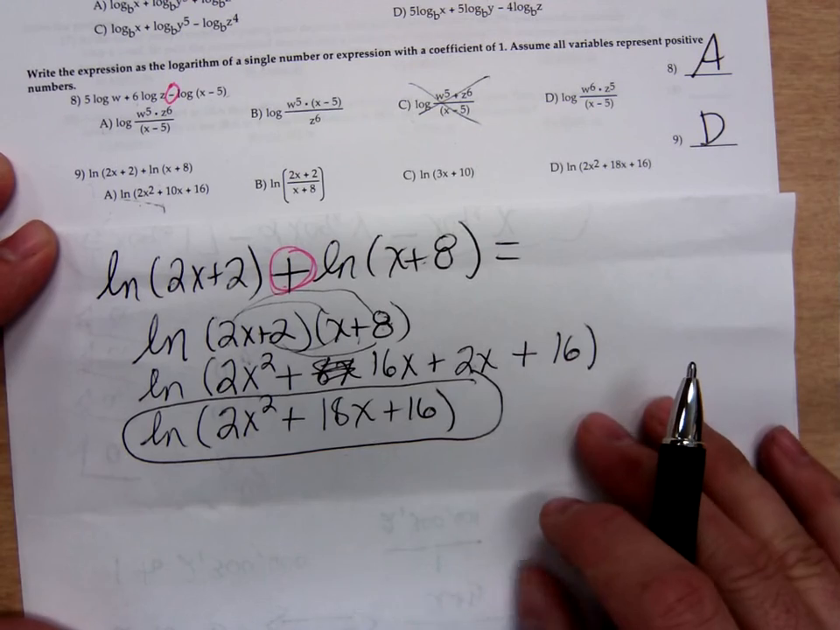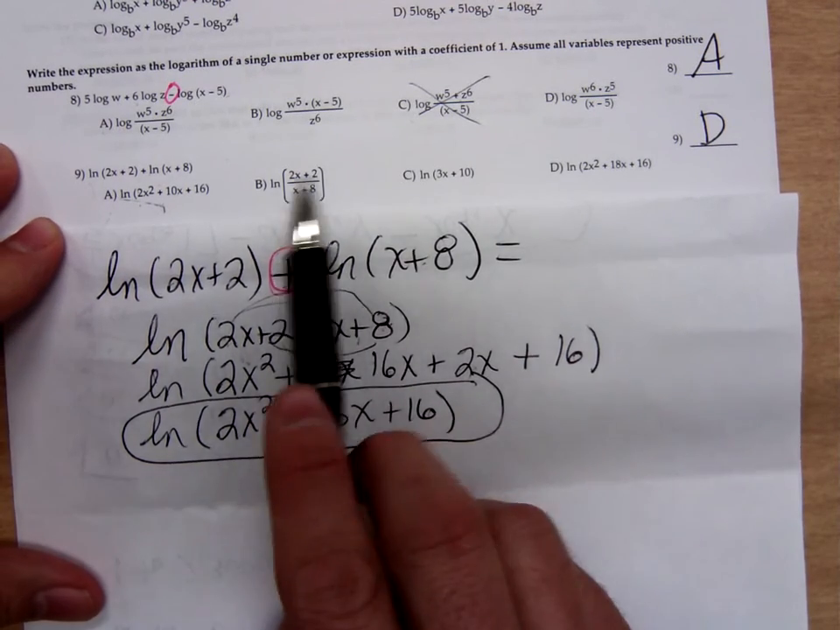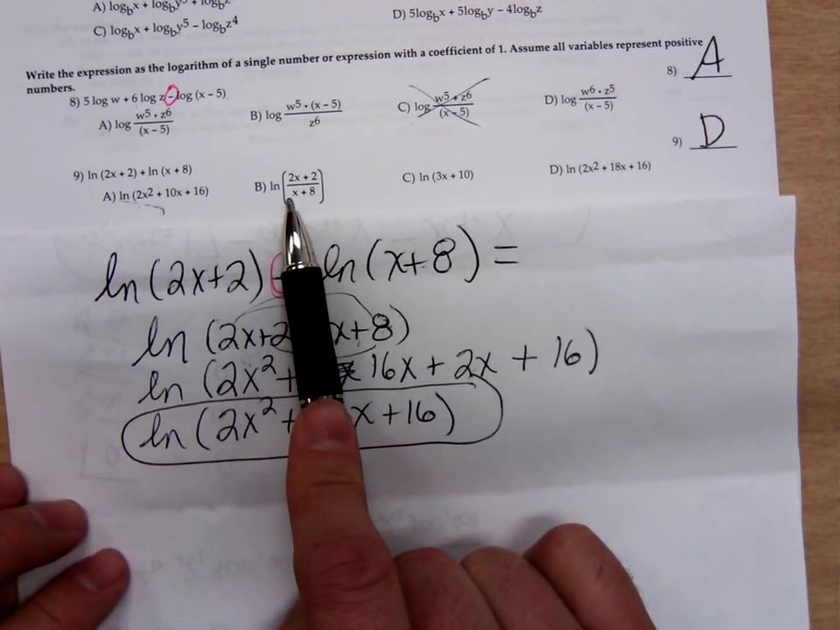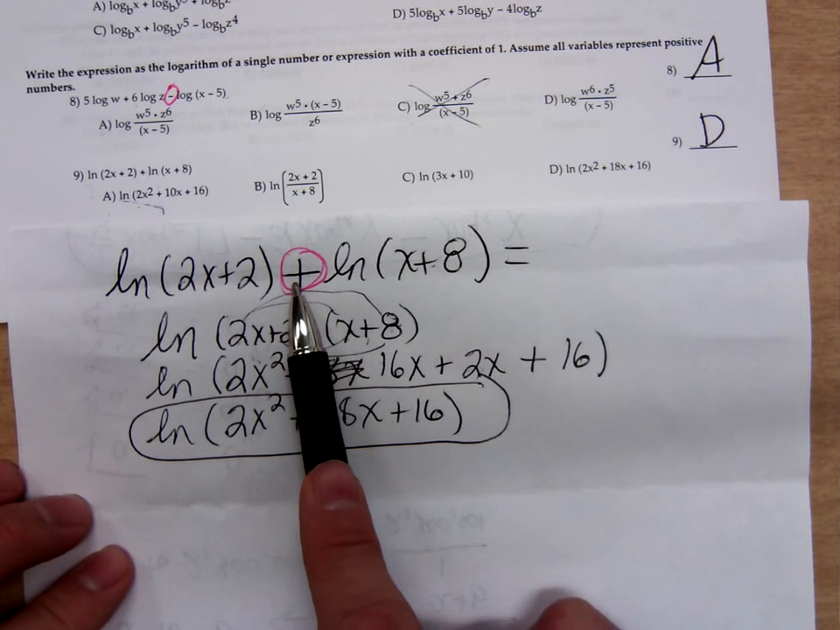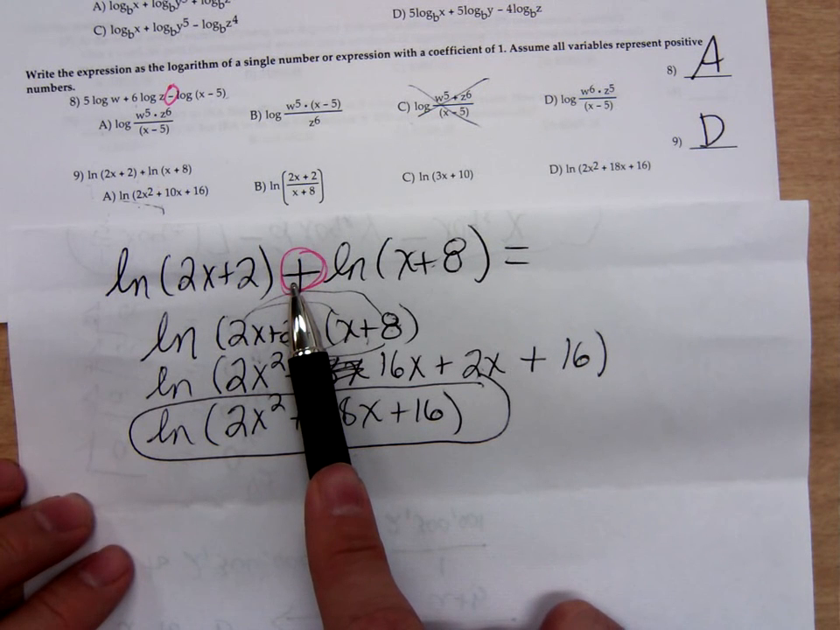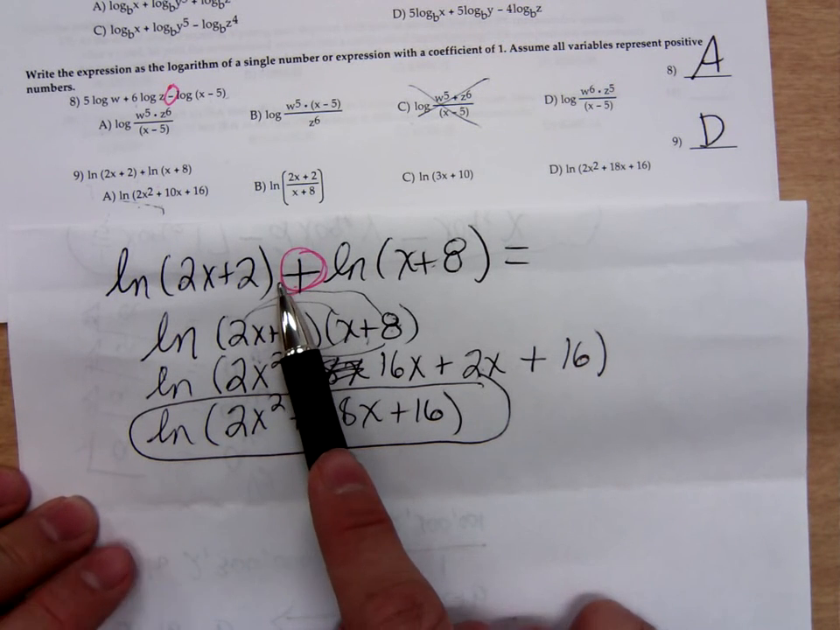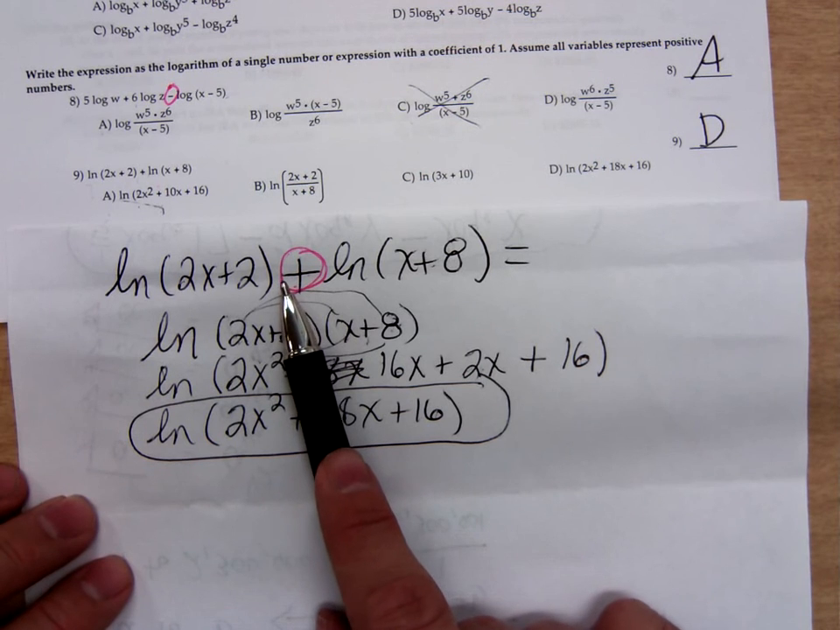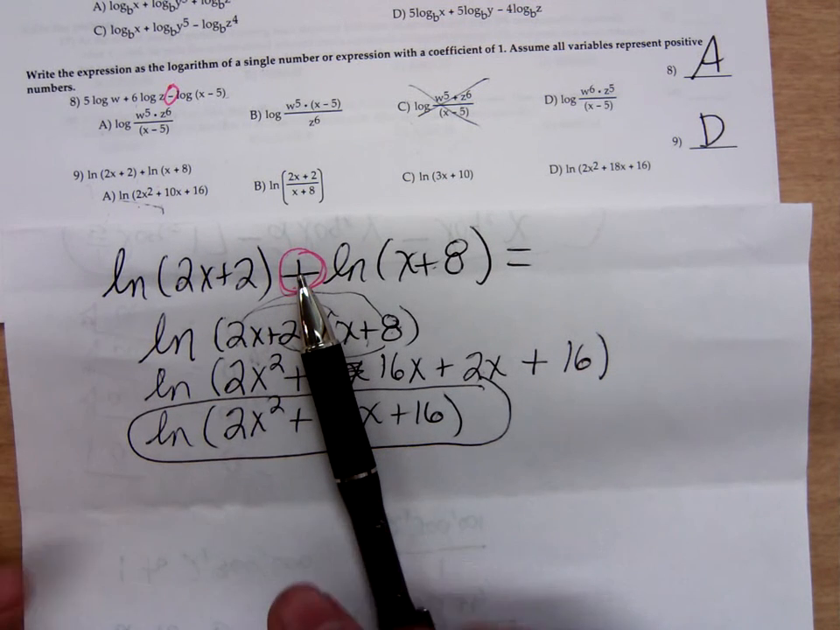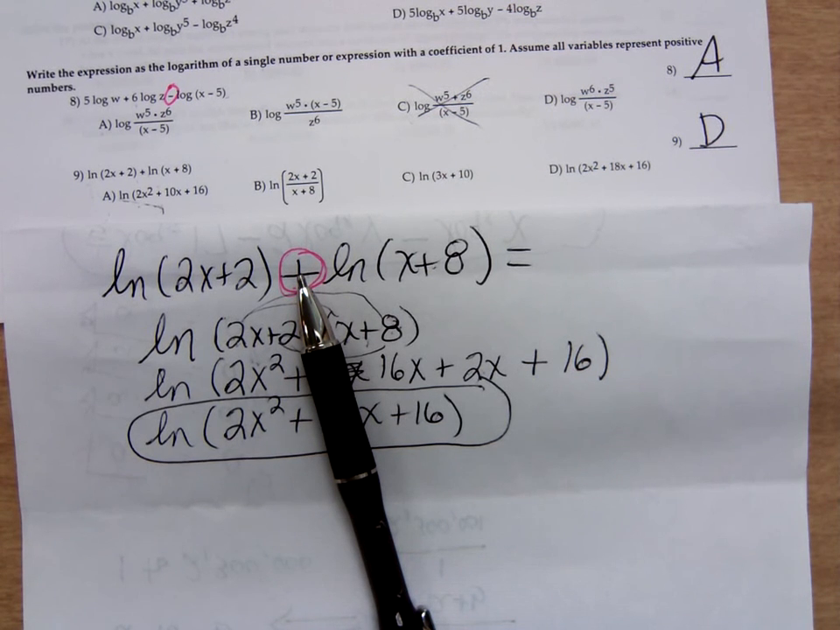If you look at these answer choices, it would have been B if this circled plus right here had been a minus. Then you would have had the 2x over x plus 8. Any questions there? Let's take a break for a moment.